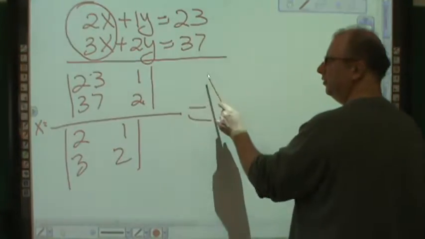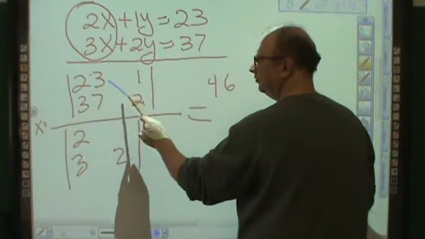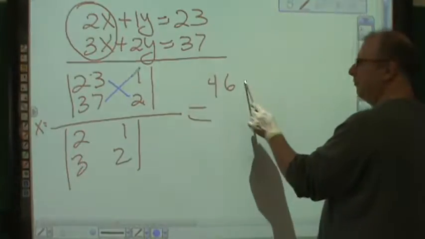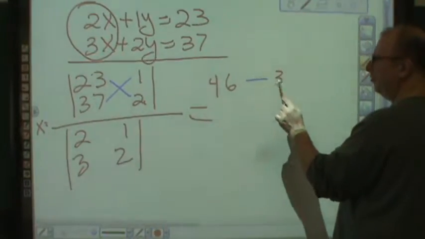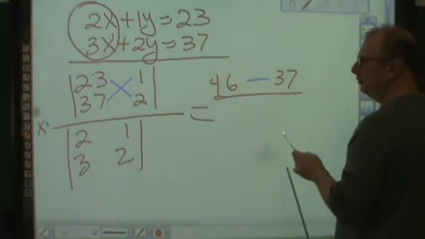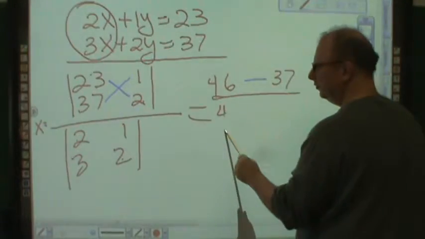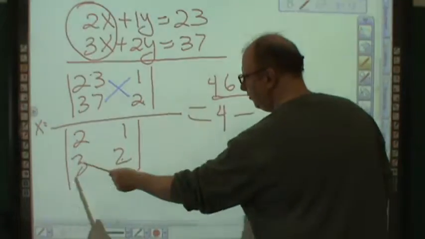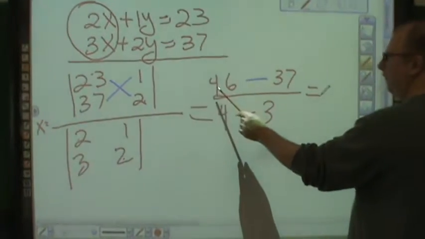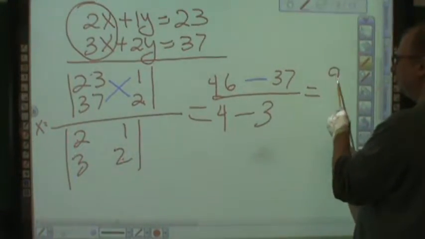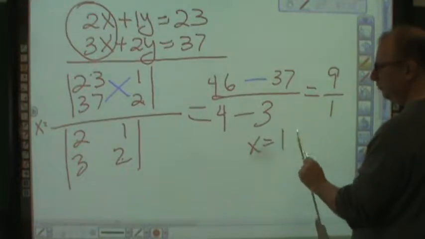23 times 2 is 46. You notice how I'm working with determinants now. Minus 1 times 37 is 37. And let's do that again. 2 times 2 is 4. Minus 1 times 3 is 3. 46 minus 37 is 9. 4 minus 3 is 1. So x is equal to 1.